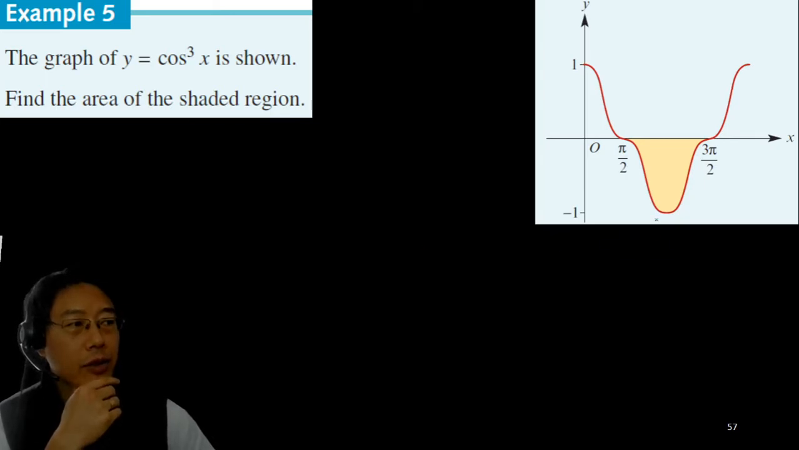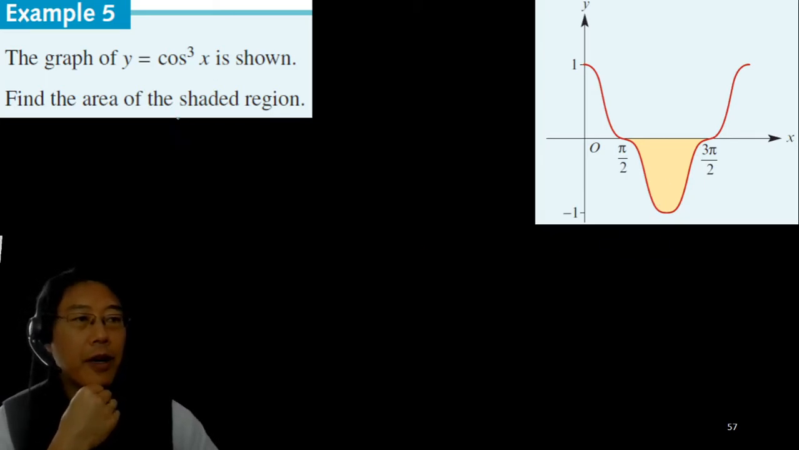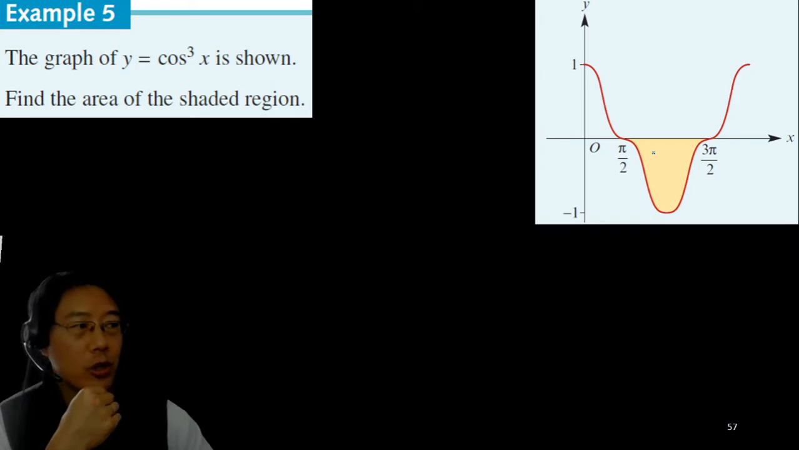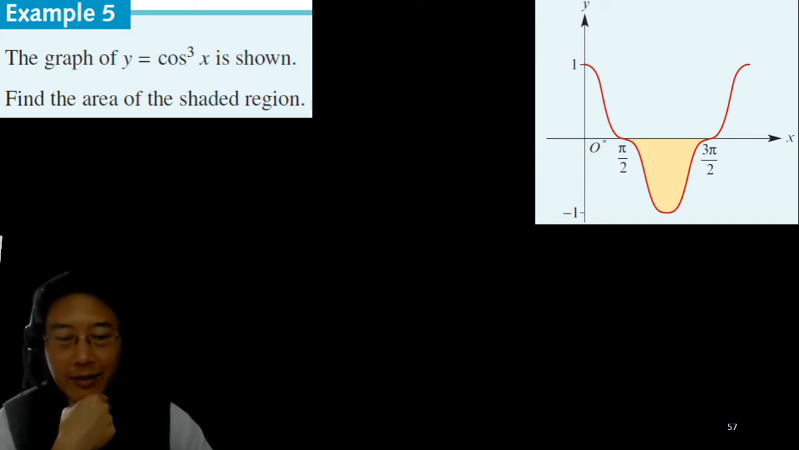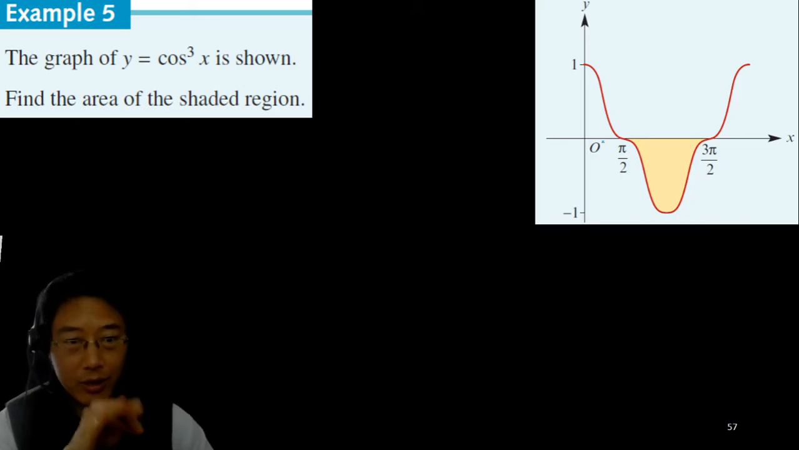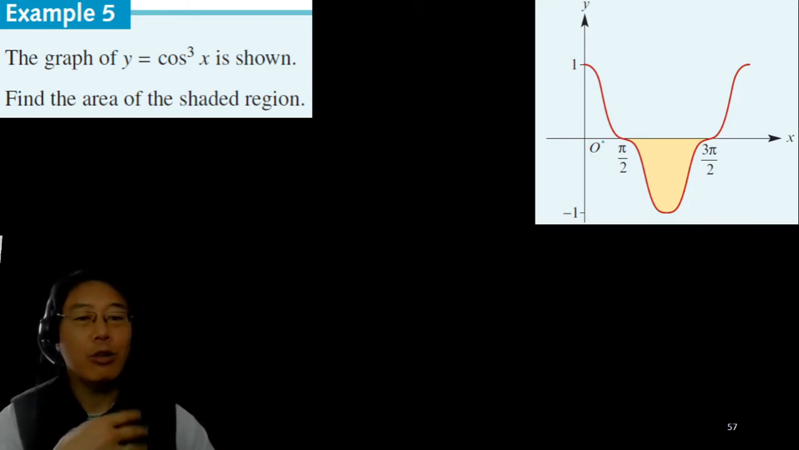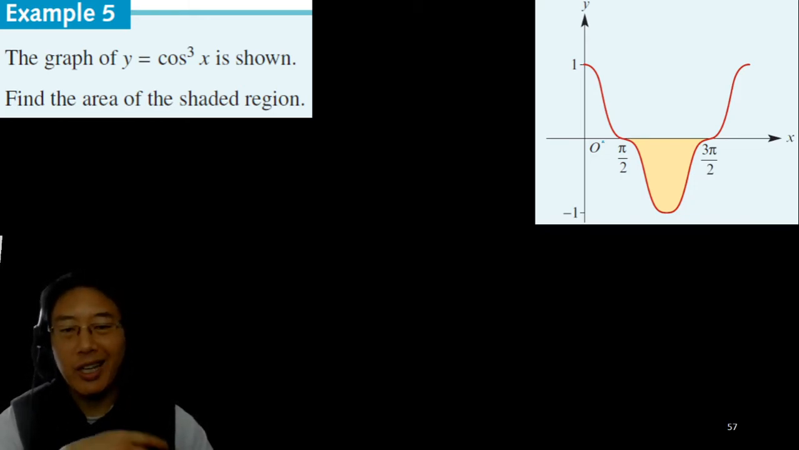Example 5. So again, you have another function. Find the area of the shaded region. Now notice the function is negative, it's below the x-axis, so when you anti-differentiate, your integral will be negative, which is fine, it's supposed to be negative, but then to find the area you just flip the sign or take the modulus of it.